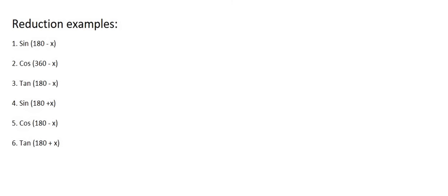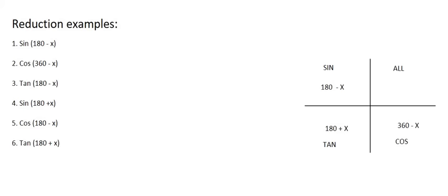Here we have 6 examples that we're going to go through. But first, we should always do these questions with the aid of our CAST diagram. So the first one says it's the sin of 180 minus x. So remember, we look at the 180 minus x and we see if we can find that on the diagram, and there we can find it over there. So we know that the answer is definitely going to have sin x in it. Then we ask ourselves, is sin positive or negative there?